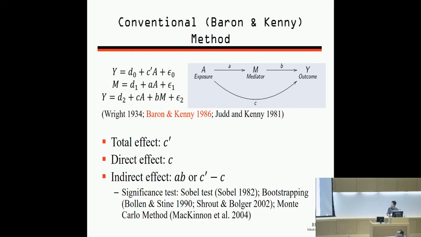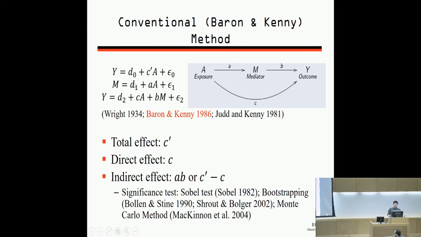We can first do an outcome model by regressing the outcome Y on just A. Here, A is randomized. Then we can estimate the coefficient of A, c prime, which gives us the total effect. Okay, this is the total causal effect.